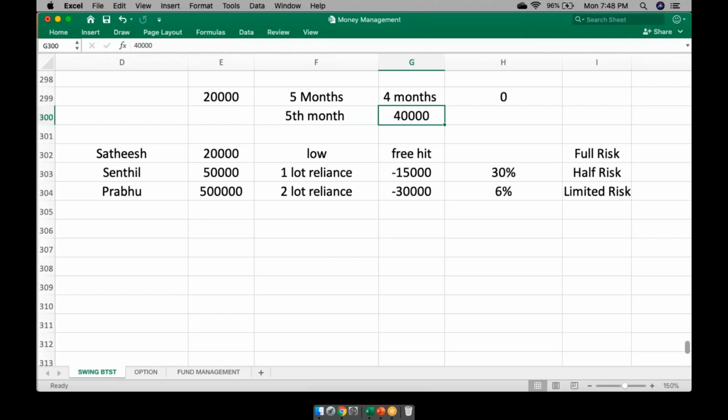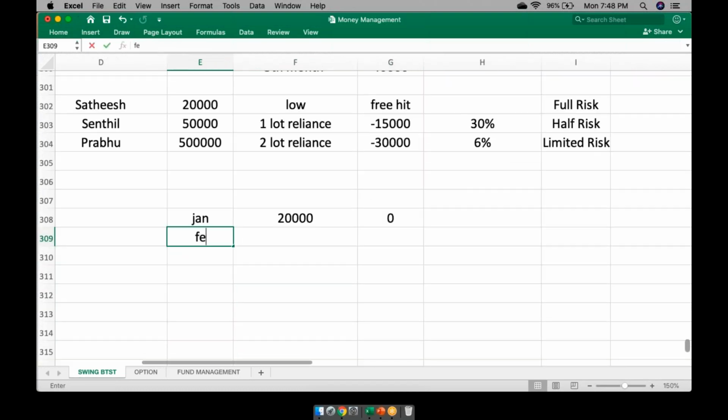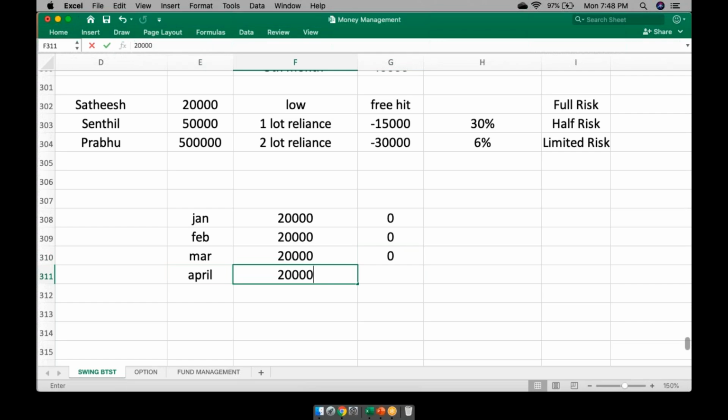Who didn't understand this point? I'll repeat again. I am a small salaried employee, for example getting 75,000 rupees salary. In January, I am investing 20,000 rupees. I make 0 profit, my 20,000 is gone. I assume that I have just gambled. February, 20,000 gone. March, 20,000 gone. April, 20,000.